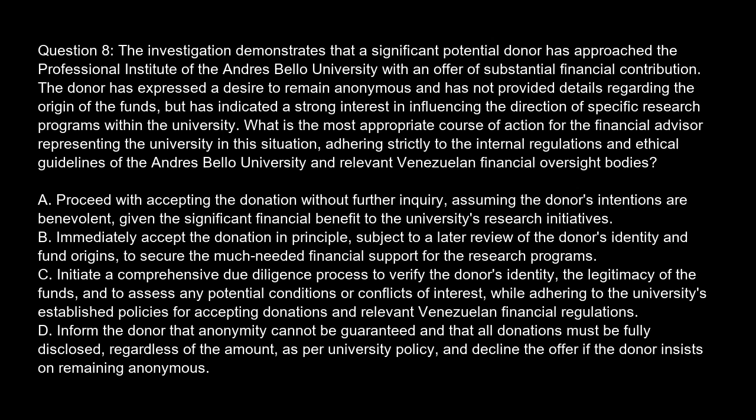Option A. Proceed with accepting the donation without further inquiry, assuming the donor's intentions are benevolent, given the significant financial benefit to the university's research initiatives. Option B. Immediately accept the donation in principle, subject to a later review of the donor's identity and fund origins, to secure the much-needed financial support for the research programs. Option C. Initiate a comprehensive due diligence process to verify the donor's identity, the legitimacy of the funds, and to assess any potential conditions or conflicts of interest, while adhering to the university's established policies for accepting donations and relevant Venezuelan financial regulations. Option D. Inform the donor that anonymity cannot be guaranteed and that all donations must be fully disclosed, regardless of the amount, as per university policy, and decline the offer if the donor insists on remaining anonymous.